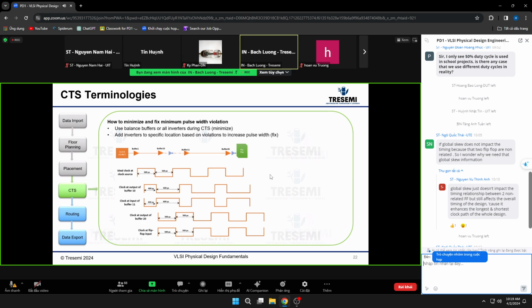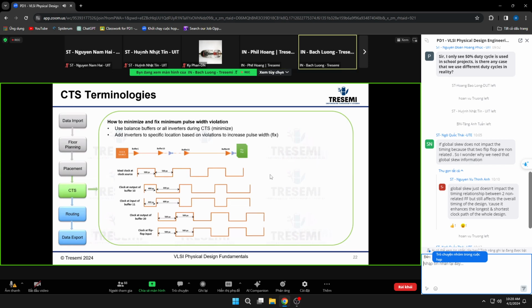Do you guys know any other method to fix an issue with the min pulse width? No, I don't really deal with this kind of stuff. Right. But I think the tool just fixes it itself. I never have to deal with this manually.